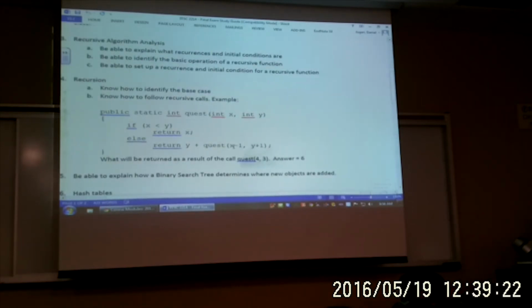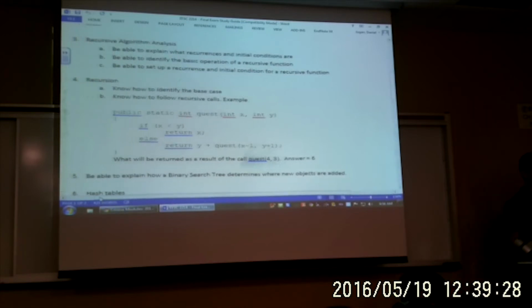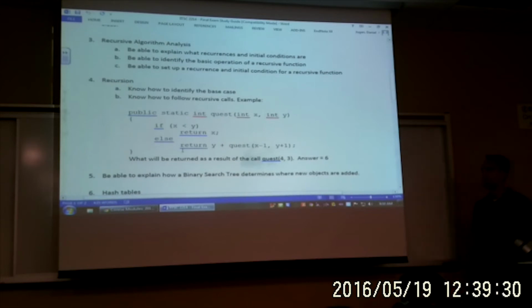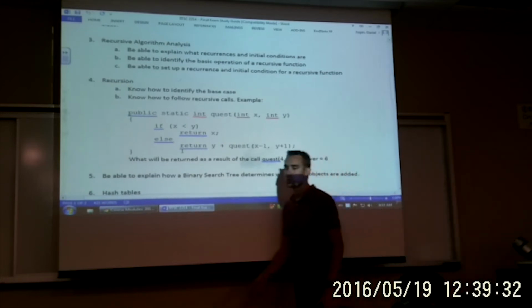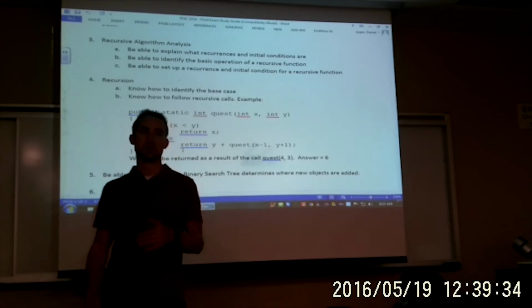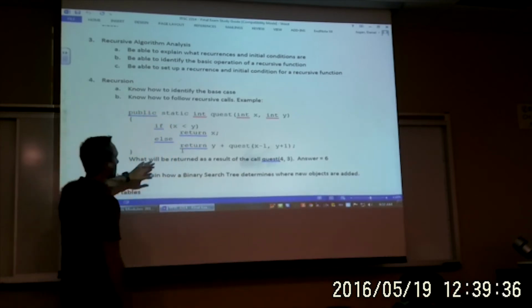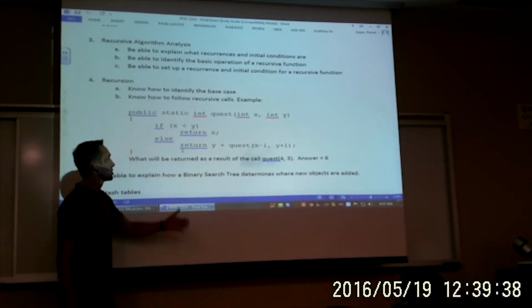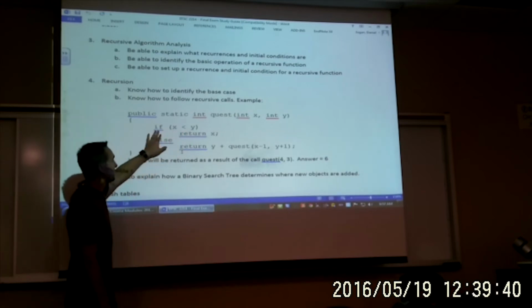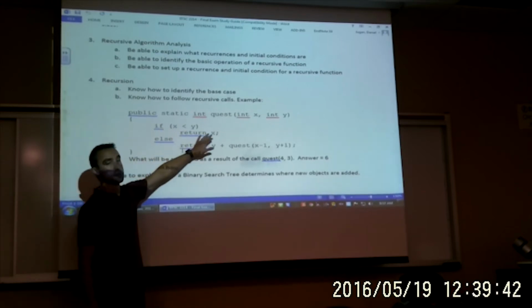Recursion. So, part A, know how to identify the base case. Again, this is really simple. Recursive functions will always have a base case and a recursive case. The base case is the part that stops the recursive calls. So in this situation, our base case is this if statement. If x is less than y, return x.